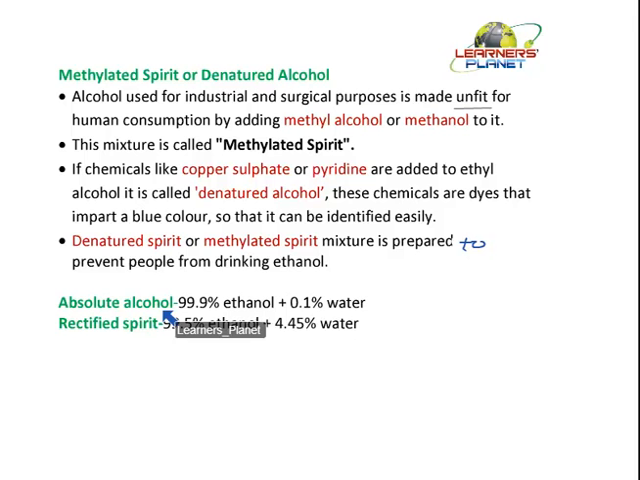Then there is another thing here, that is absolute alcohol. It is 99.9% ethanol and 0.1% water. Many times you can find it as 99.8% or 99.5%, but it is the approximation I am giving here. And rectified spirit is 95.4%. I'll make a correction here: it is 95.5% ethanol and 4.5% water. So this is your rectified spirit.